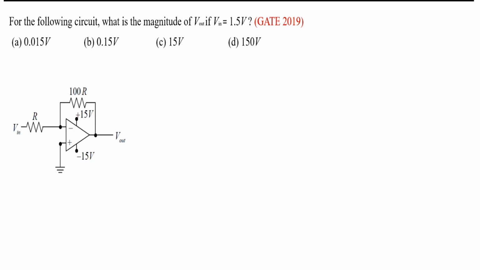So this circuit is what? Inverting or non-inverting? Inverting, sir. So V naught is equal to minus 100 R divided by R into V input. Yes or no? Yes, sir. So R cancels. What is V input here? 100 into 1.5 volt. So what is the answer here? 150 volt. So which option is correct?